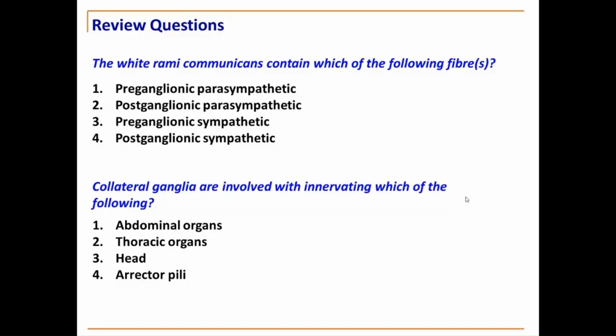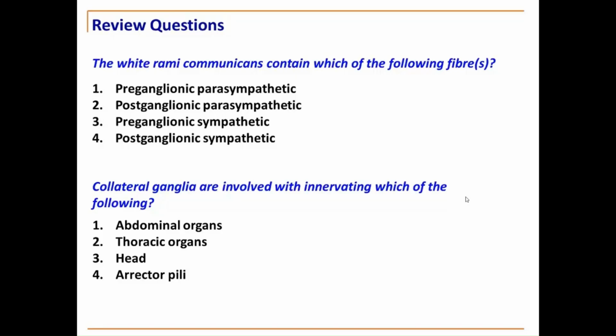The white rami communicans contain which of the following fibers? Preganglionic parasympathetic fibers, postganglionic parasympathetic fibers, preganglionic sympathetic fibers, or postganglionic sympathetic fibers? I'll give you a clue, only one of them is correct. Yeah, it's the number 3, the preganglionic sympathetic fibers that have left through the ventral root, come down the white rami communicans and into the sympathetic trunk.